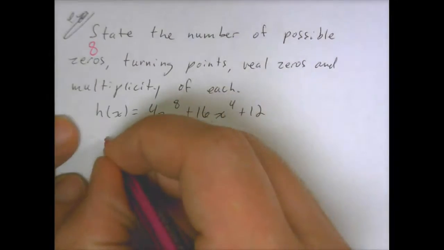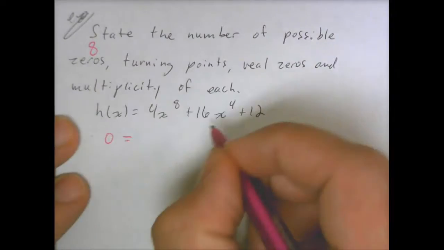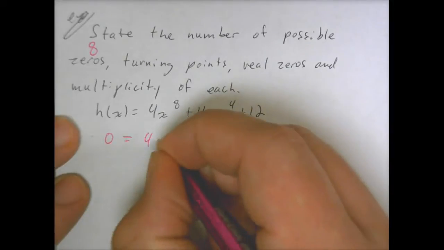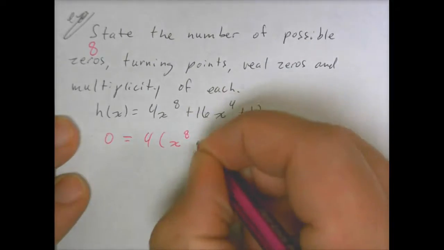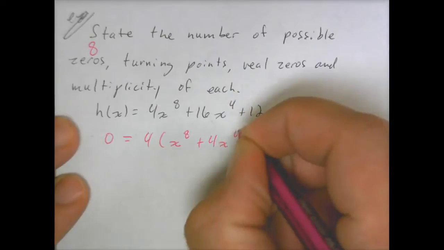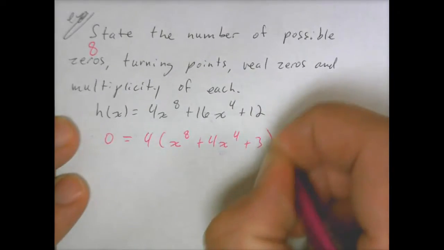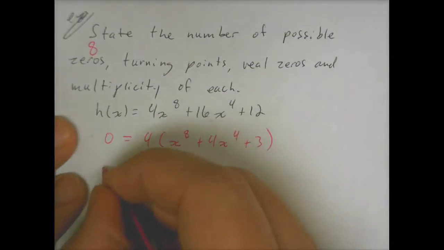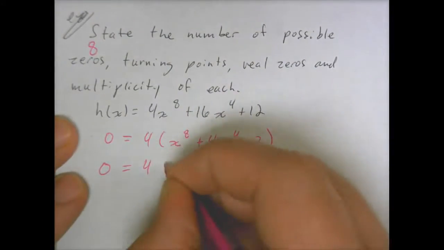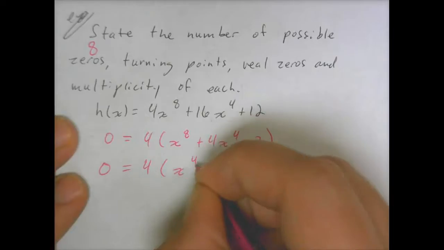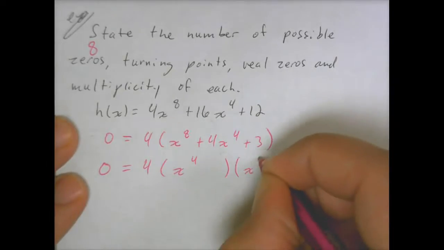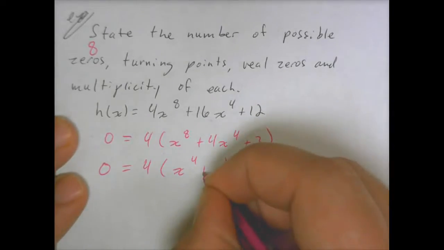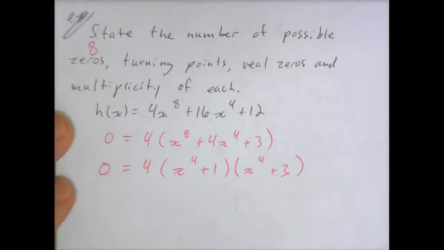So with this, if I try to find my zeros, I can at least factor out a 4 from everything, so that I have 4 times x to the 8th plus 4x to the 4th plus 3. Now it looks kind of weird, but I promise it'll factor. So I have 4 times x to the 4th, x to the 4th plus 1, plus 3.